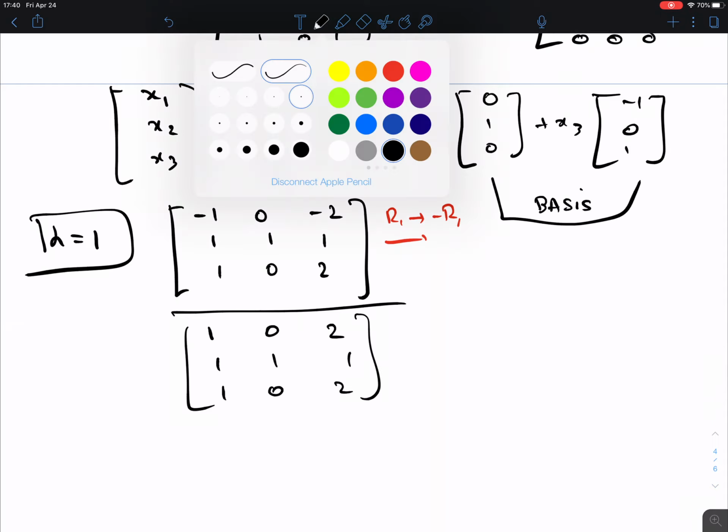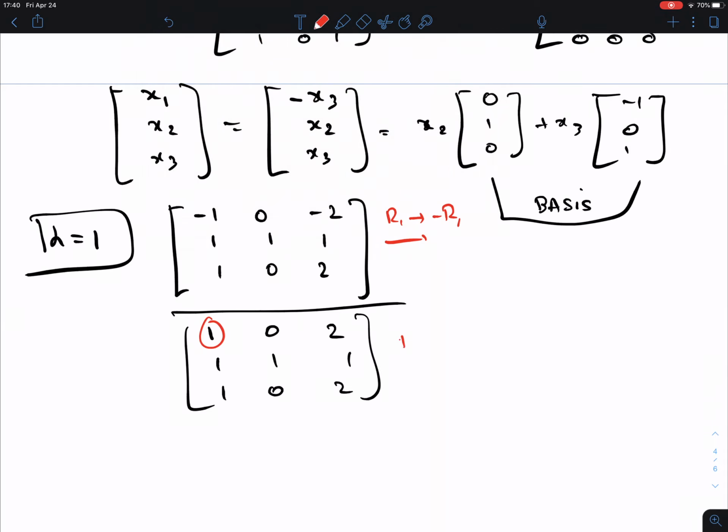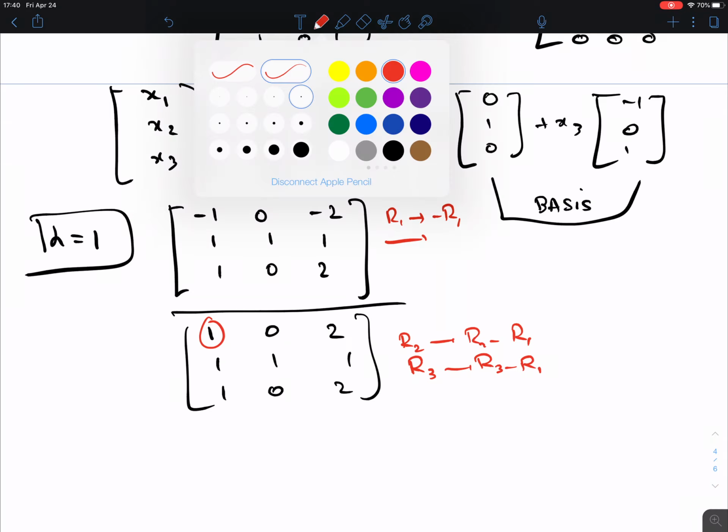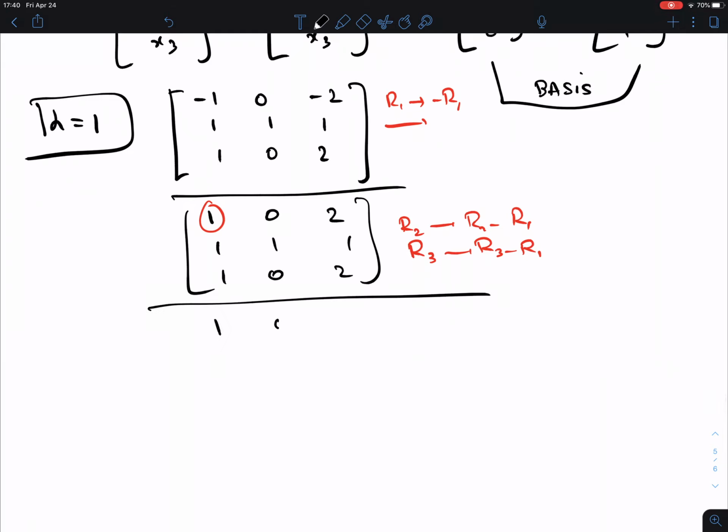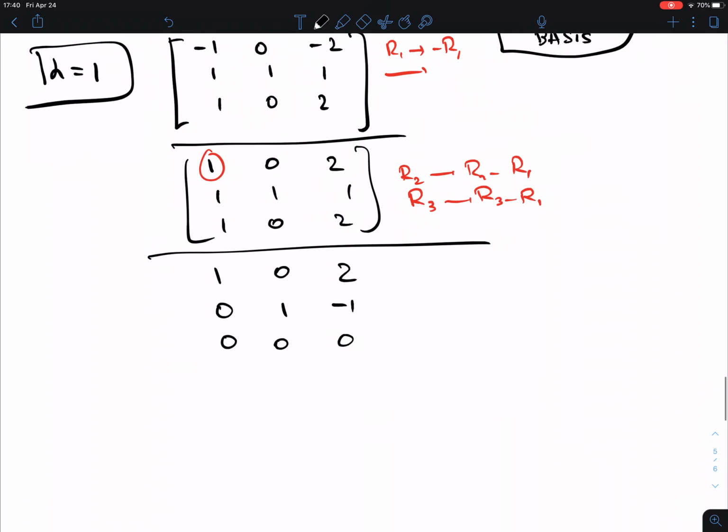Now the row operation that I have to do, I have my pivot here, so row 2 minus row 1, and row 3 minus row 1. But this time, of course, I'm not going to get all 0 rows. I'm going to get 1, 0, 2, and then 0, 1, minus 1, and then 0, 0, 0. These are my pivots, and I'm in row echelon form, luckily reduced echelon form. Normally this might not have been 0, so we would have to do something, but that's not necessary.